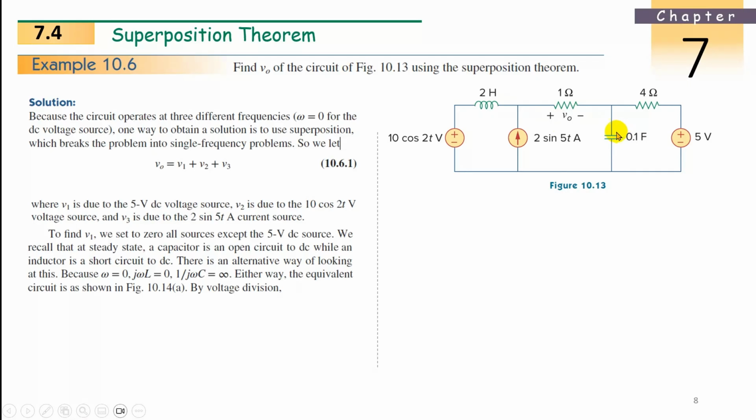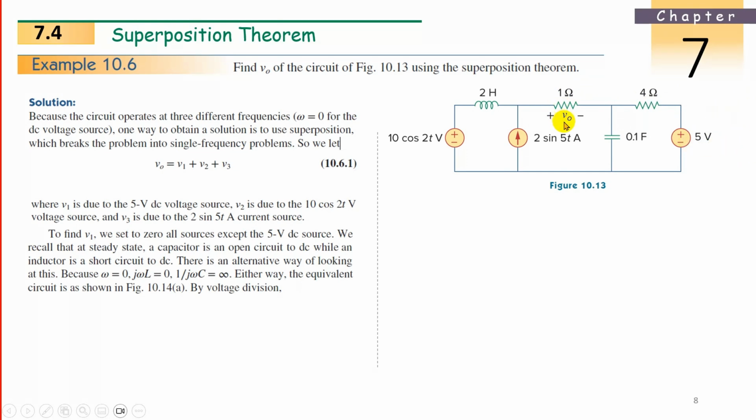Open circuit. So this is short circuit and this is short circuit. This is open circuit, this is open circuit. So what remains? 1 ohm and 4 ohms are in series. Simple, right? 5 ohms. Where is the 5 volts battery? Yeah, total is 5 ohms.